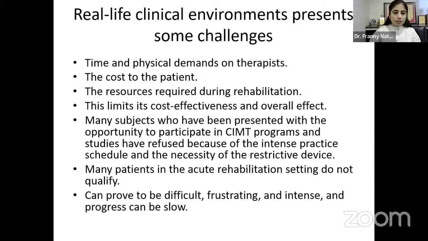That basically increases the cost to the patient and the resources that are required during rehabilitation. The handmade mitt or the sling or the glove required for constraint of the affected hand could be one more reason. Many subjects, when they were offered to participate in CIMT, actually refused because of the intense practice schedule and the necessity of the restrictive device. Also, many patients in an acute rehabilitation setting do not qualify for CIMT, though it can prove to be beneficial. It can prove to be difficult, frustrating, intense, and progress can be slow in certain patients. And that is why modified CIMT came into existence.